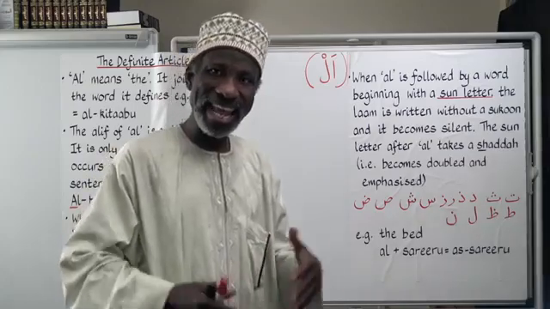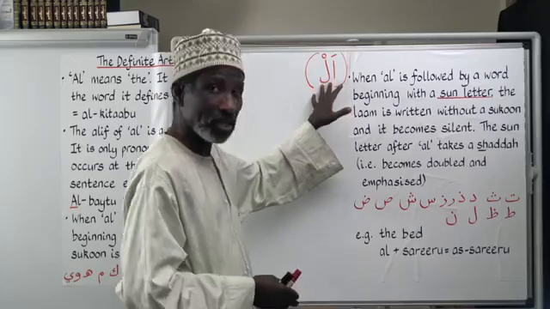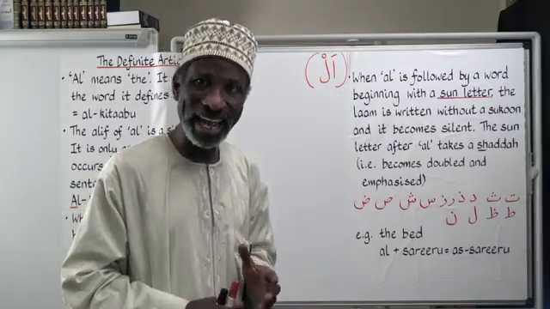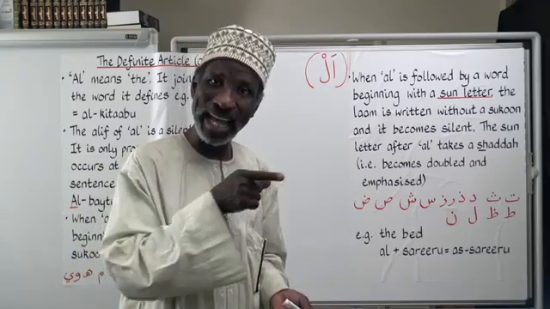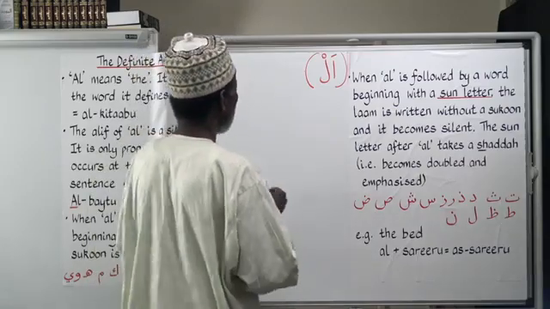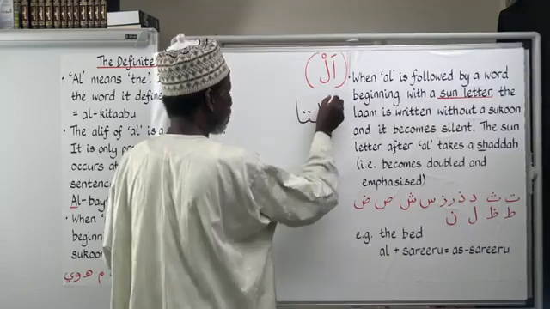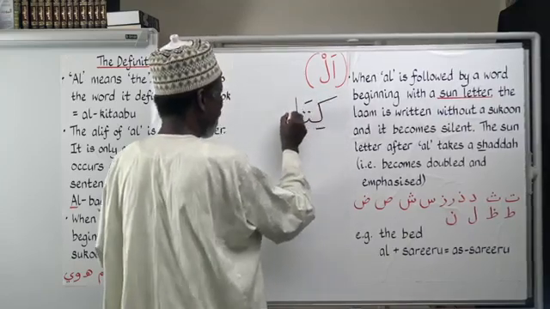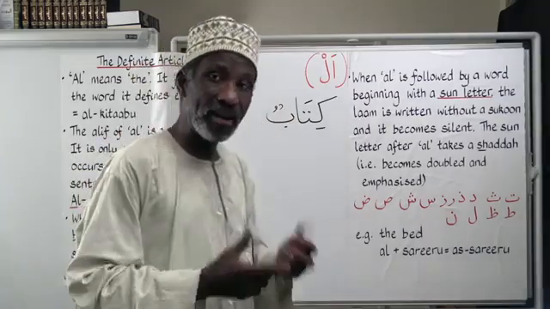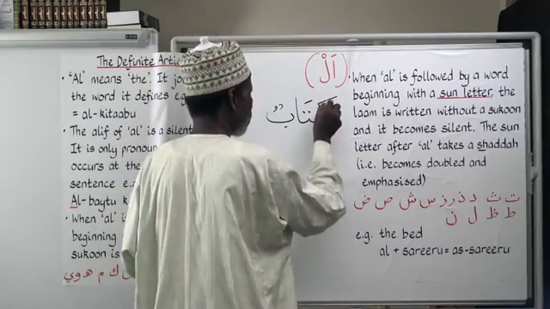If you want to define a noun in Arabic, you write al and then you join it to that particular noun. In this case, let's say kitabun. You write al, and it becomes al-kitabu. Let's see how it works. So we're going to write a noun first, which is indefinite, kitabun. Now, if you want to say the book, you have to write al first.